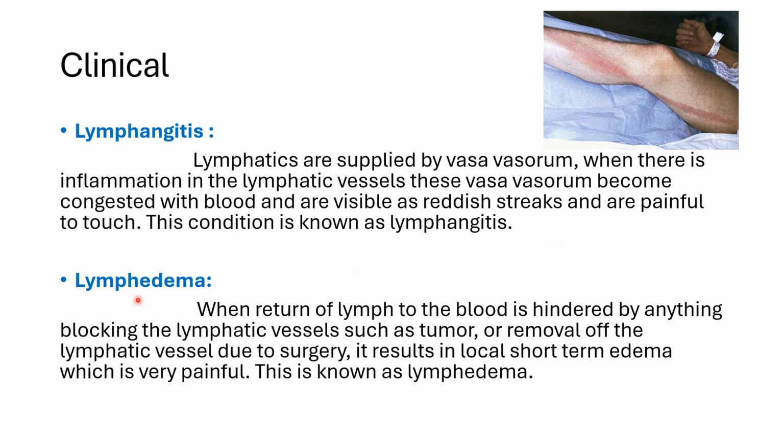Then sometimes there is lymphedema. Lymphedema is swelling. When the lymph flow is blocked, the lymph cannot enter back into the circulation, and then there is edema. That can happen when the lymphatic vessel has been blocked, for example by a tumor, or maybe it has been surgically removed. That body part can swell and it is very painful. It is known as lymphedema.